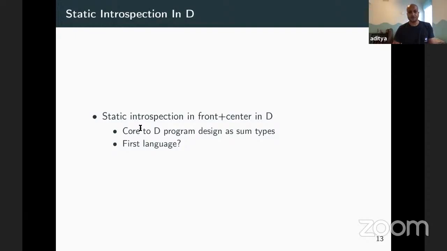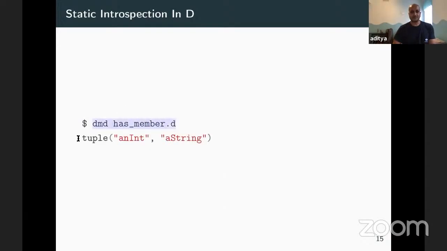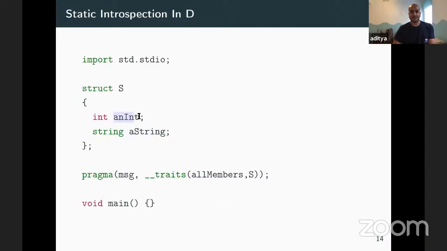So here's some D code. This is just standard D code, and as you can see, very C, C++ influenced. So I'm creating a struct, which is just like a C or actually a C++ struct. It's got a couple of members. There's an integer member and there's a string member. And here at compile time, I'm asking it to print out all of the members of this struct S. So when I compile this, it's going to print out an int and a string. And this corresponds to an int and a string, right?